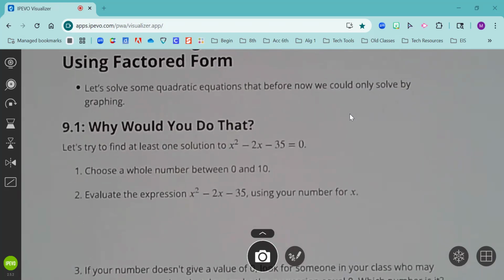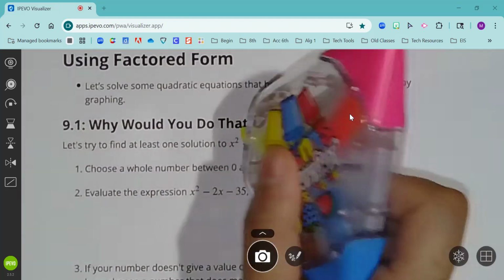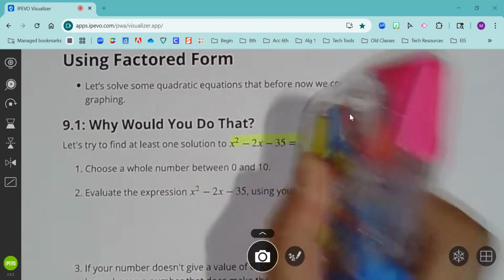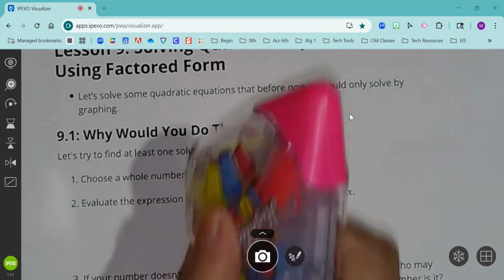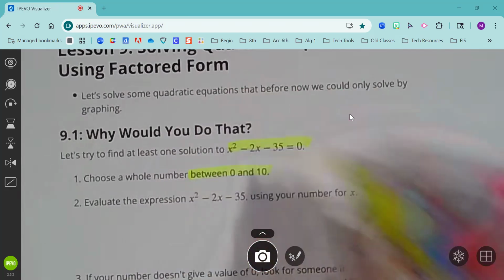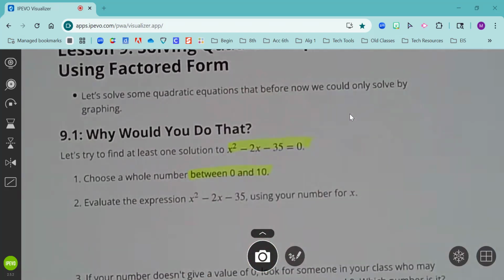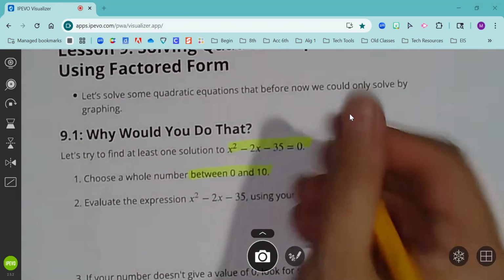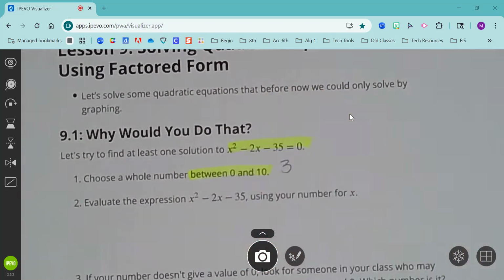9.1. Let's try to find at least one solution to x squared minus 2x minus 35 equals 0. Okay, so we're going to choose a number between 0 and 10. I'm just going to pick a random number. Let's try 3. Okay, so how do we figure out what to do next?